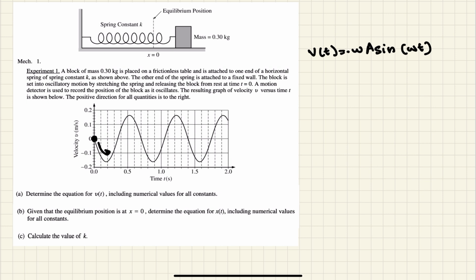One last thing, we don't know omega or a, because a is the maximum position. We're only given velocity, and so we can just write this as negative v max, because that is technically a valid sinusoidal function. It should be the negative amplitude of the function you're given, so that's negative v max sine omega t. What is v max?